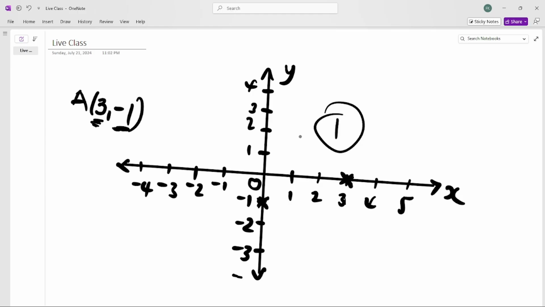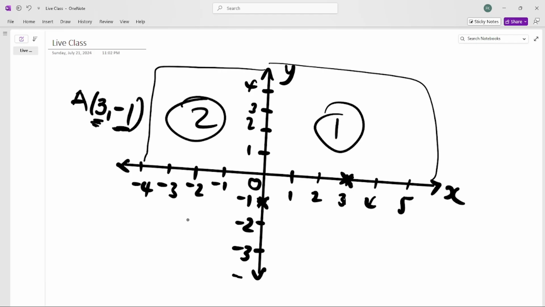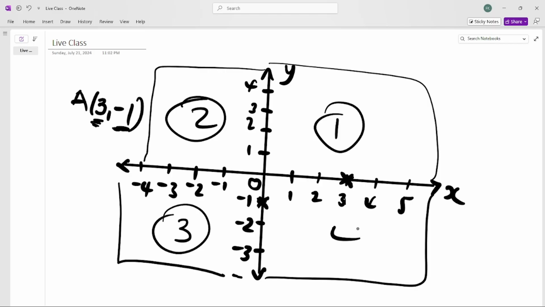This is region 1. This particular side to here is region 1. And there's a region between here and the negative x-axis. So this is region 2. And then here and here, they are also forming region 3. And this side is also forming region 4.